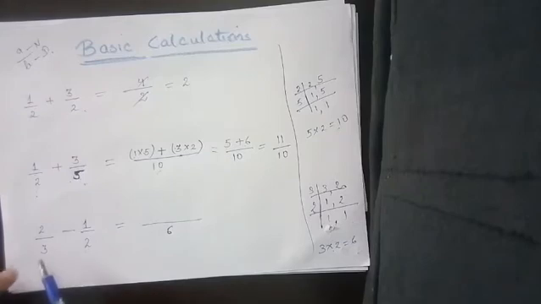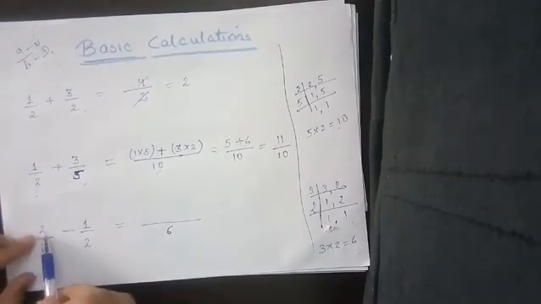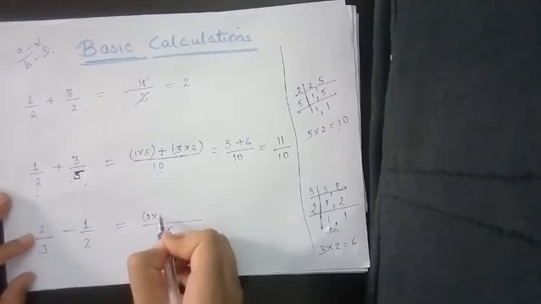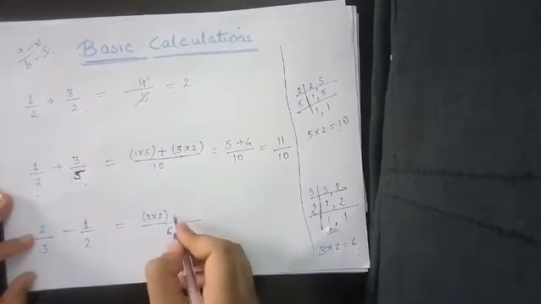Now you will check 3 की टेबल में 6 कब आता है? 3 into what gives you 6? 3 into 2 gives you 6. 3 के ऊपर 2 है तो 2 को 2 से मल्टीप्लाई करेंगे. माइनस एज इट इज.